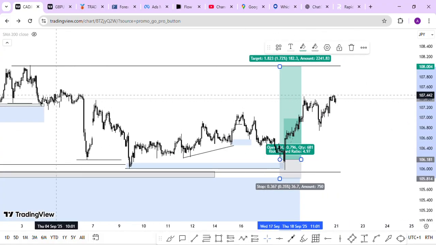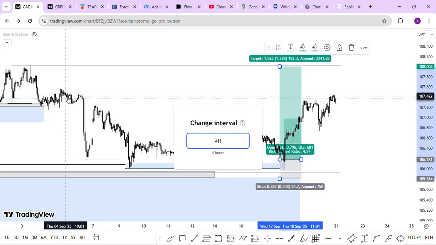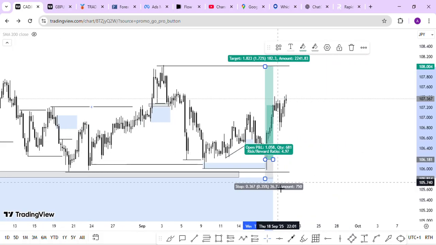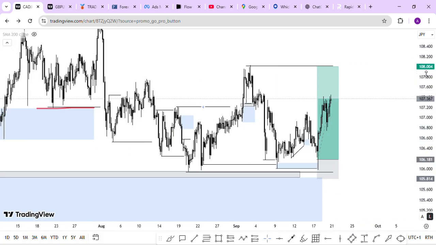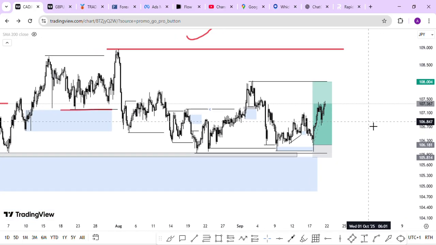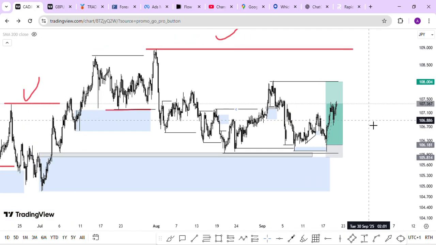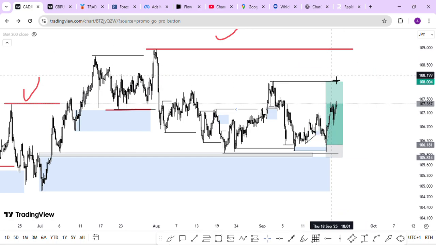So that's it for this video. This is my look at CADJPY, looking at what the market is currently doing. I'm expecting CADJPY to start buying at least to this level before anything funny will happen.